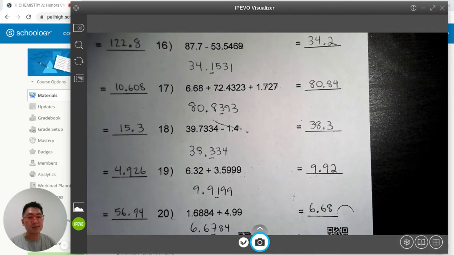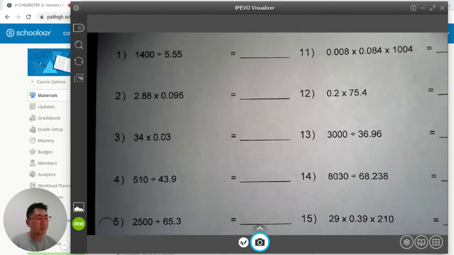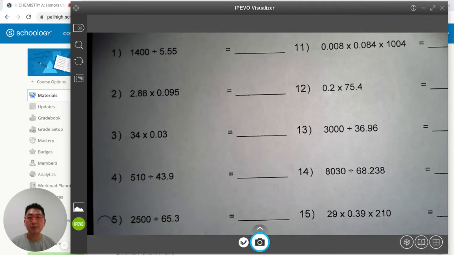Okay, so those are the answers for the addition and subtraction side. Now let's go over the answers for the multiplication division side. Here are the questions again. Now I'm going to pause for a bit because you'll be answering questions about the multiplication division side.